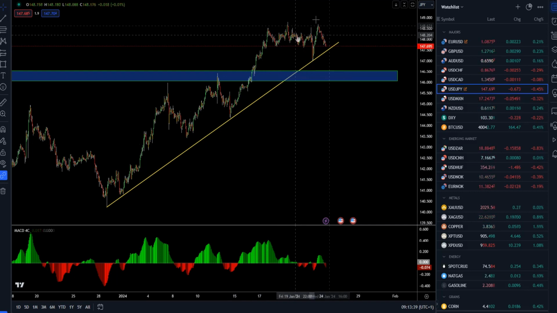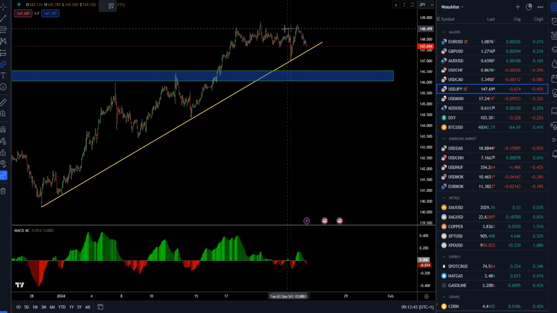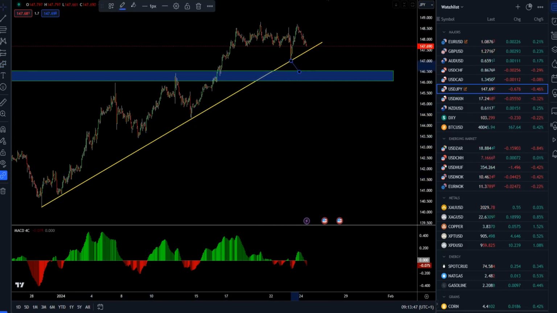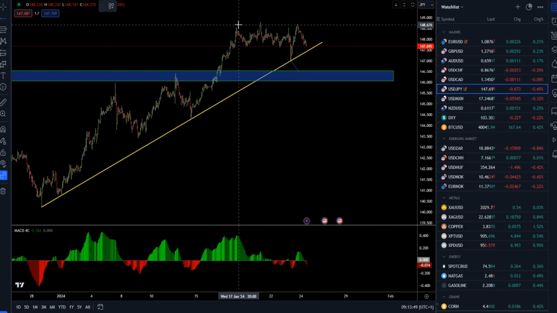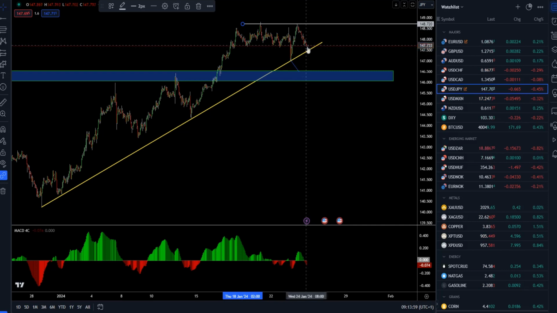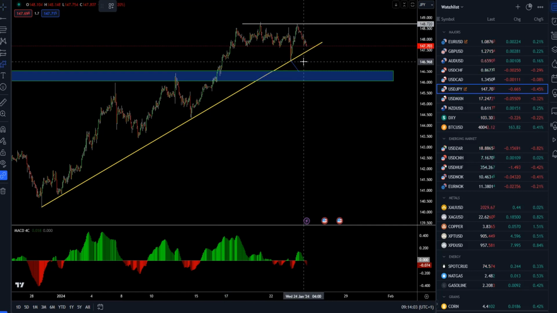What we can see here, this is the hourly time frame, and yesterday the market had a rejection of this rising trend line, and the market went all the way to retest highs. This is something that I mentioned as a very likely scenario, and after that retest of the 148.70 mark, we can see that supply entered the market, and so far the market is trying to retake the low at 146.96.